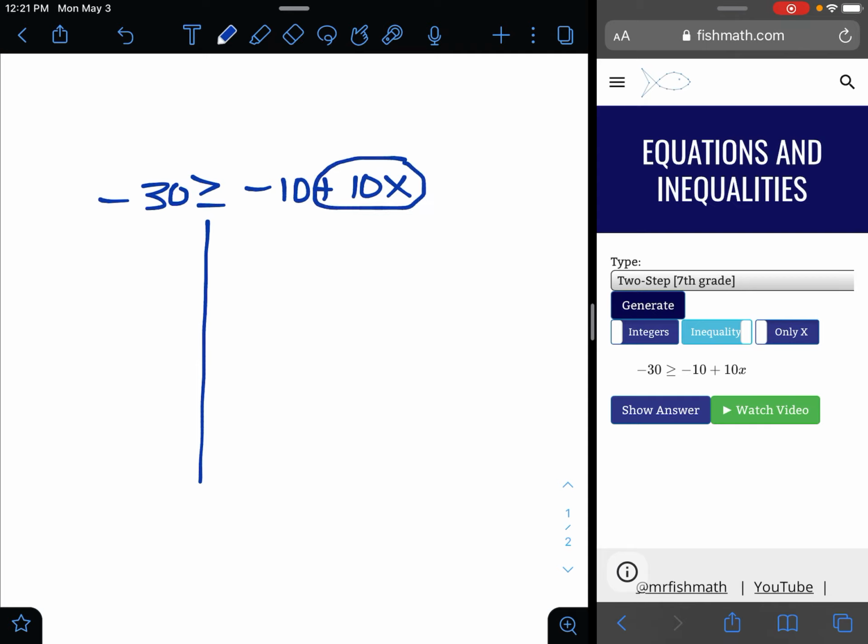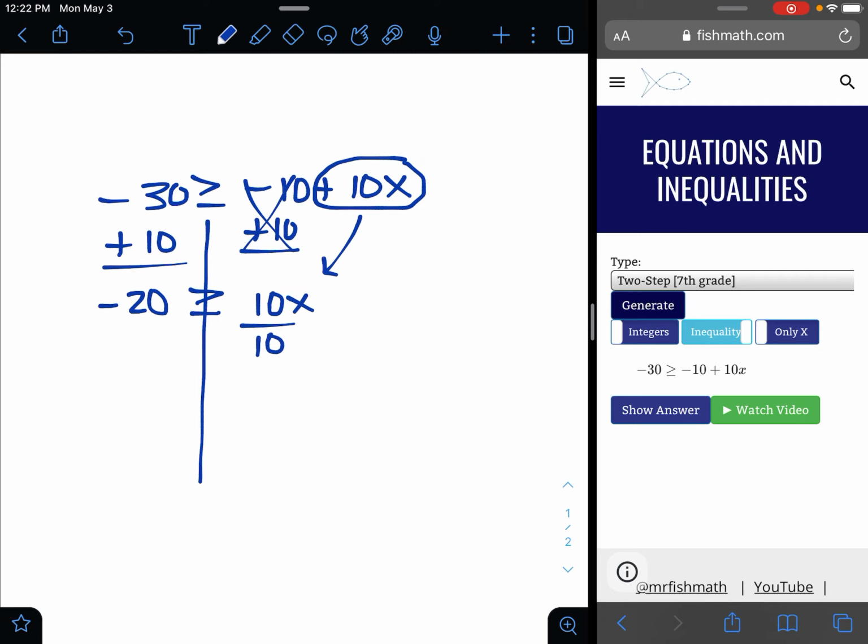Draw the line down, circle the variable term, can't touch that. Get rid of the constant near x instead. So the negative 10, let's add 10 to both sides to get rid of the minus 10. That gives us negative 20 on the left side is greater than or equal to. Bring down the 10x because this part was 0. To get x by itself, we're going to divide both sides by 10. That will give us just negative 2 on the left side. Bring down the symbol, and that would just be 1x.